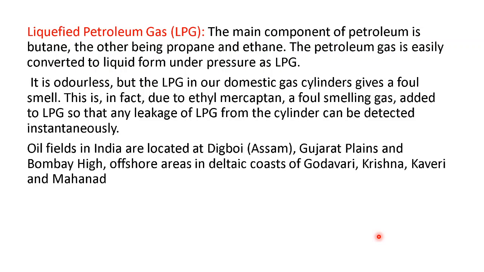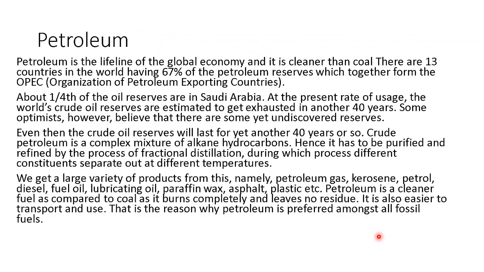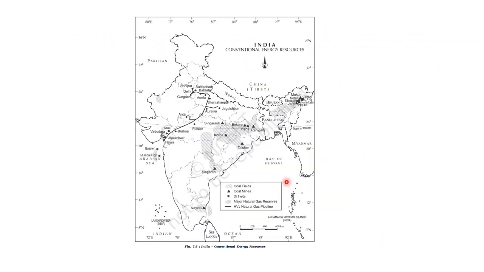Oil fields in India are located at Digboi in Assam, the Gujarat plains, and the Bombay High offshore area, and in the deltaic coasts of Godavari, Krishna, Kaveri and Mahanadi. That is the region that we have seen.